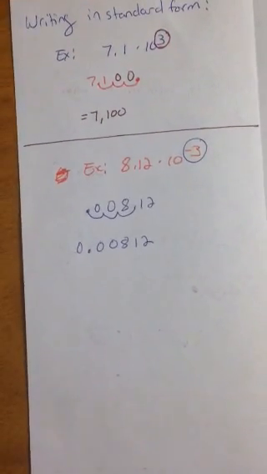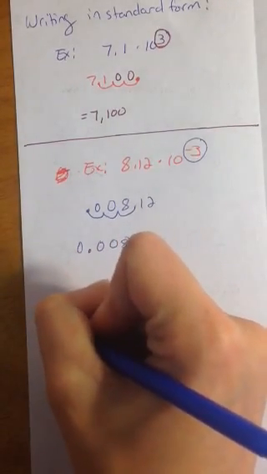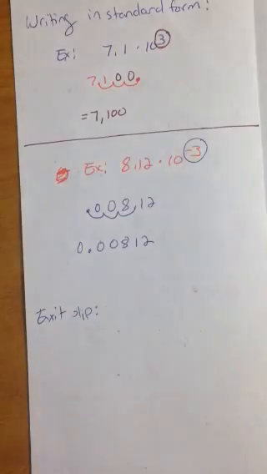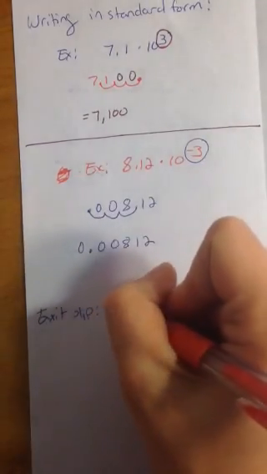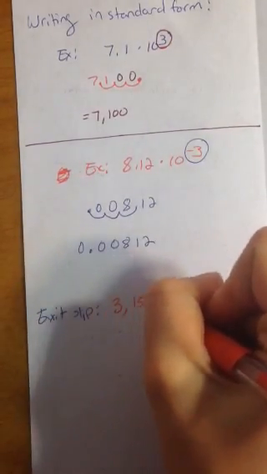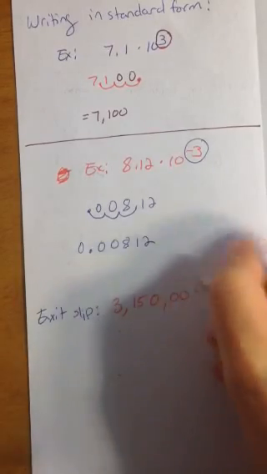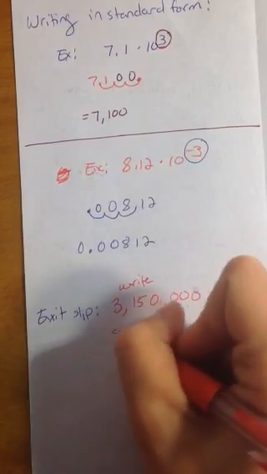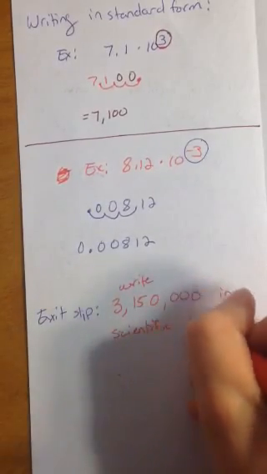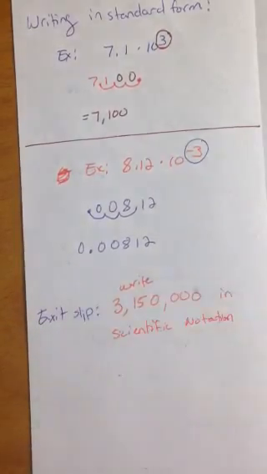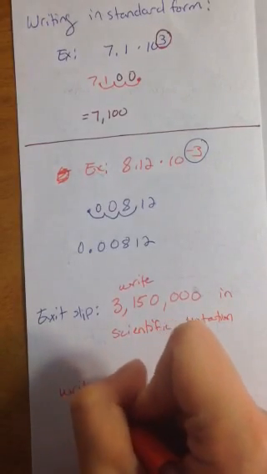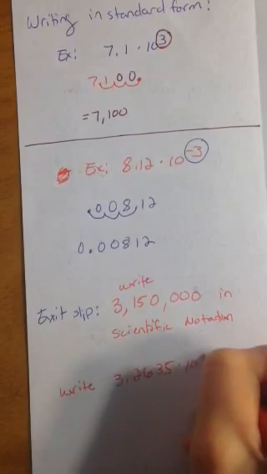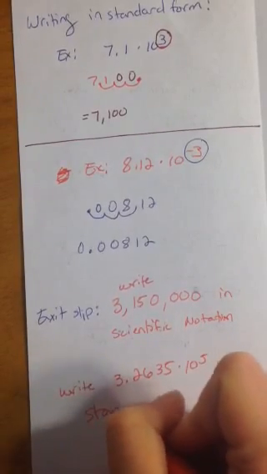Okay. So here's your exit slip. Remember when you took notes through this whole thing, I need to be able to see the warm-up that you did. That's 4 points. And I need to be able to see the notes. That's a point. And then I need to see the exit slip. Okay. So please write this in scientific notation for me. And then write 3.2635 times 10 to the 5th in standard form, which is what we just did.